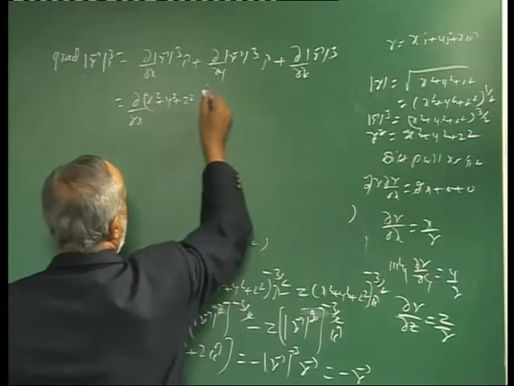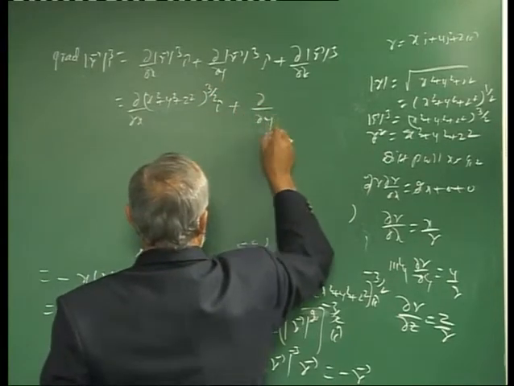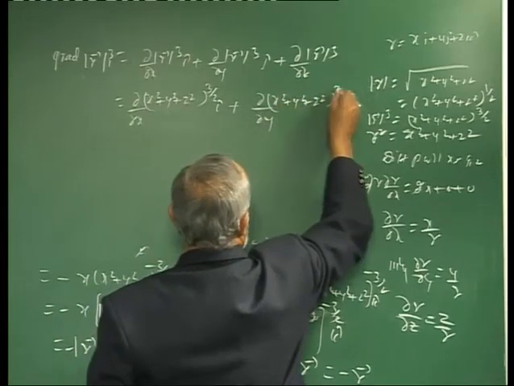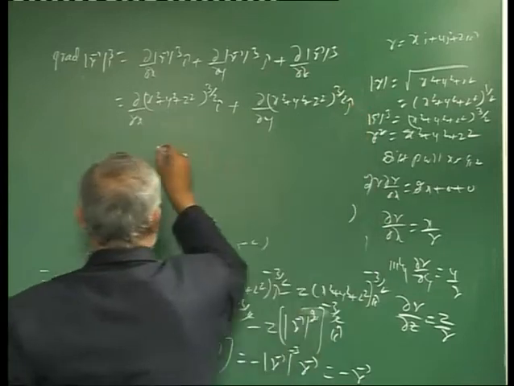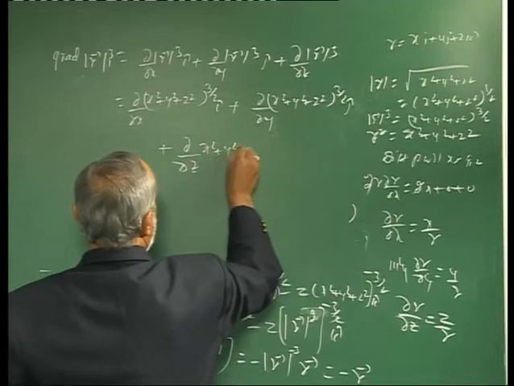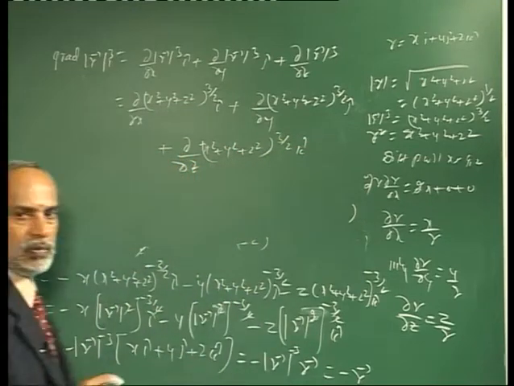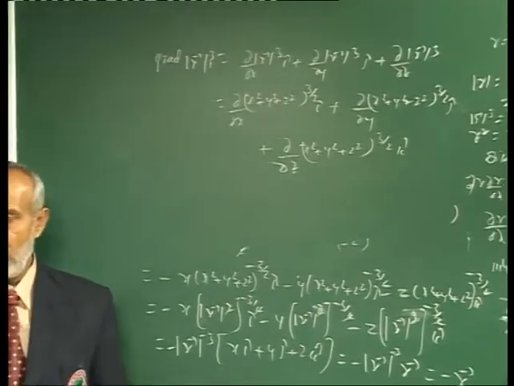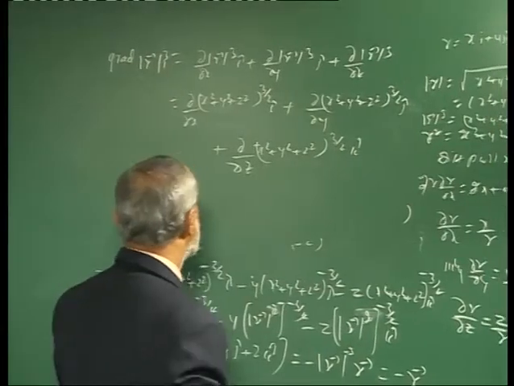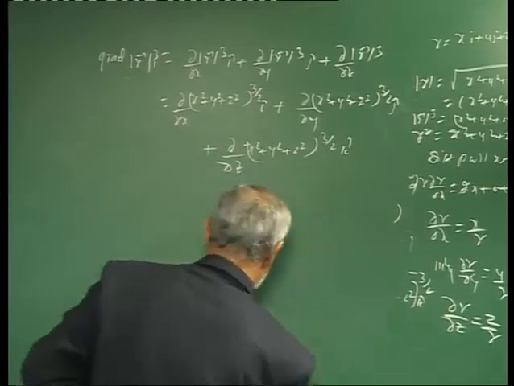into i cap, plus dou by dou y of x square plus y square plus z square whole to the power of 3 by 2 j cap, plus dou by dou z of x square plus y square plus z square whole to the power of 3 by 2 into k cap. Now we can differentiate partially with respect to x, y, z.